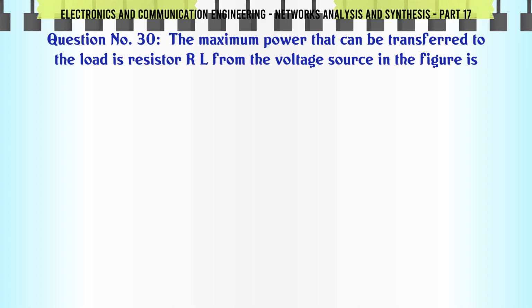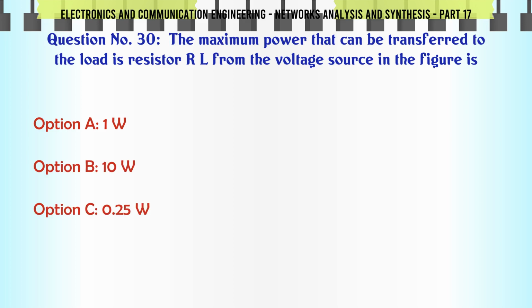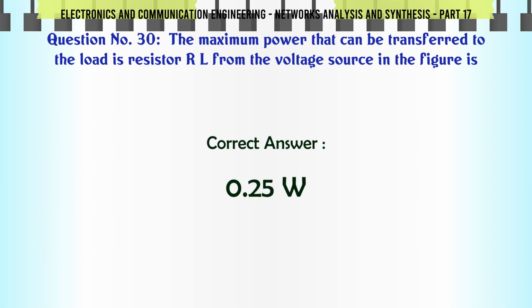The maximum power that can be transferred to the load resistor RL from the voltage source in the figure is A. 1 watt, B. 10 watts, C. 0.25 watts, D. 0.5 watts. The correct answer is 0.25 watts.